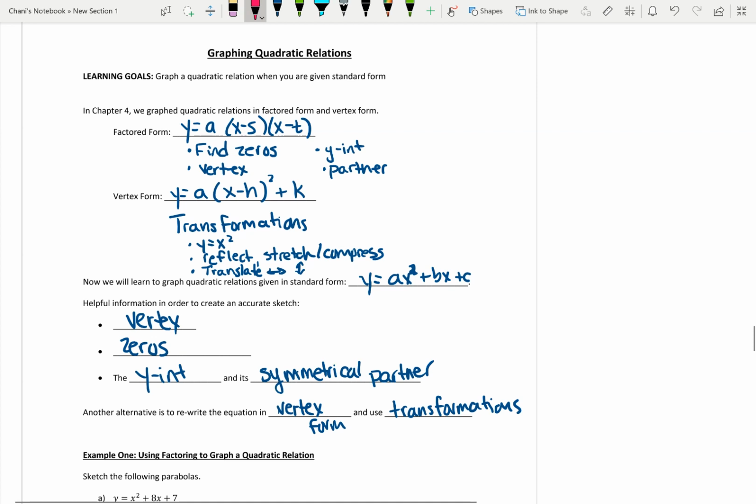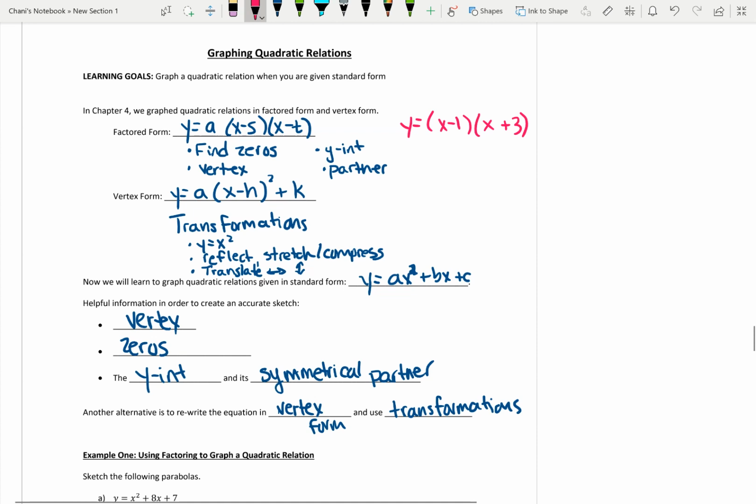So let's just recall. From factored form, we find the zeros, use the zeros to find the axis of symmetry and the vertex, and then we can also find the y-intercept and its symmetrical partner. So for example, if we had y equals (x minus 1)(x plus 3), we could find that the zeros are 1 and negative 3, average those two to find the x value of the vertex, put that back in to find the y value of the vertex. Those are 3 points we can plot. We can put in 0 to find the y-intercept, its symmetrical partner, etc.